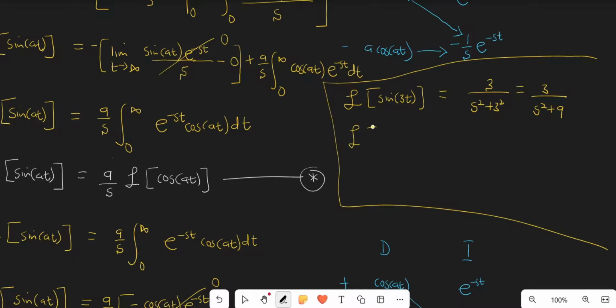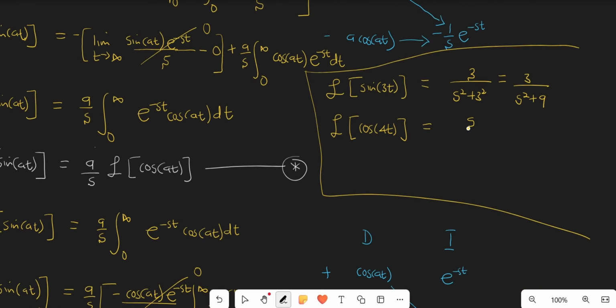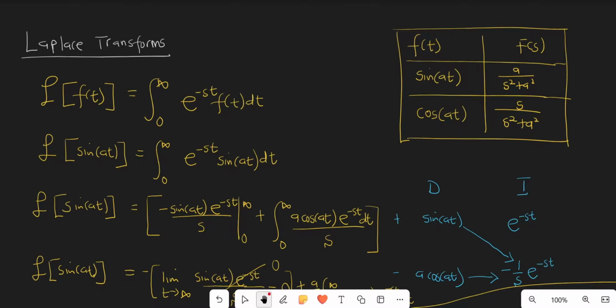So if you want to find the Laplace transform of, let's say, cosine of 4t, this is equal to, since the Laplace transform of the cosine of at is s all over s squared plus a squared, and here a is equal to 4, s divided by s squared plus 4 squared, and 4 squared is 16. So s over s squared plus 16 is the Laplace transform of the function cosine of 4t. So these are the Laplace transforms of these trig functions.